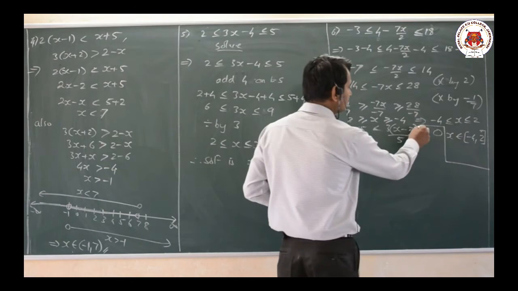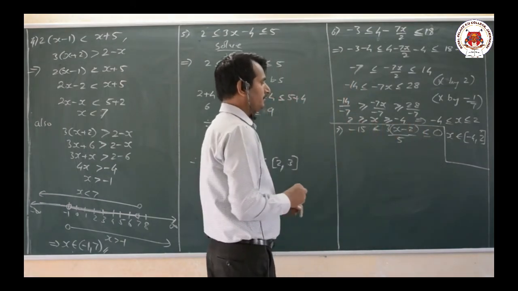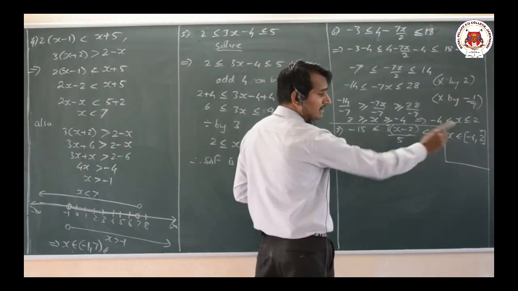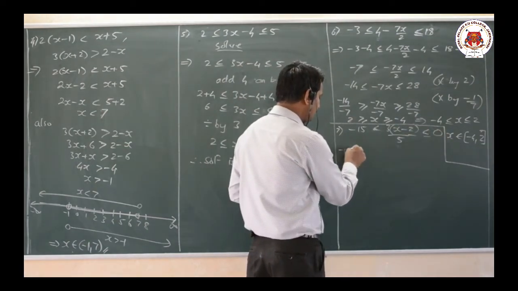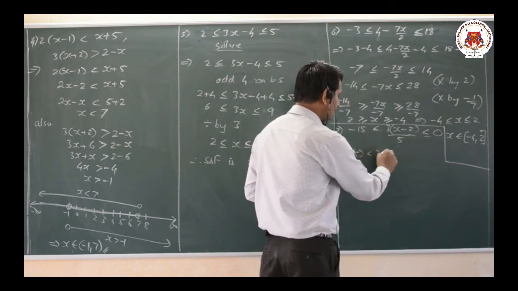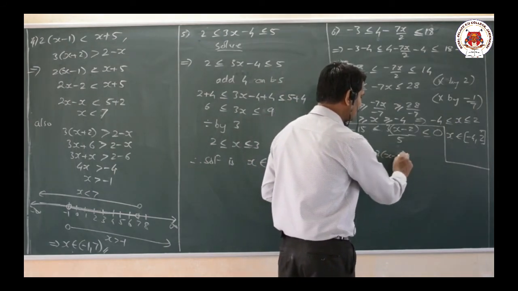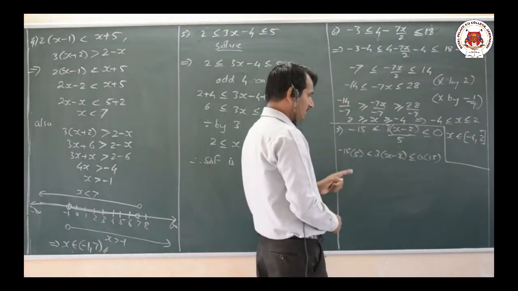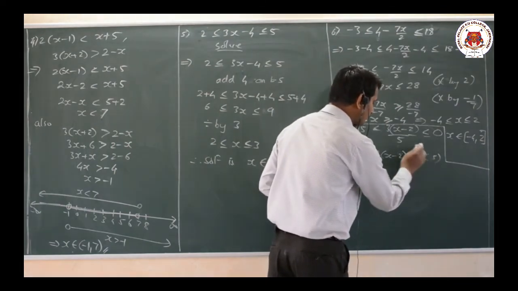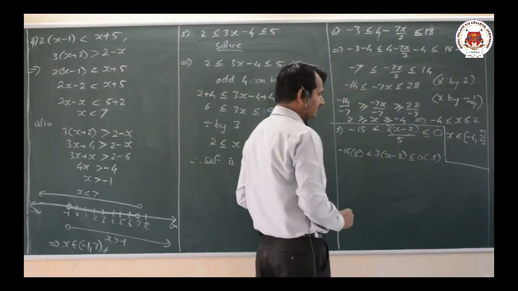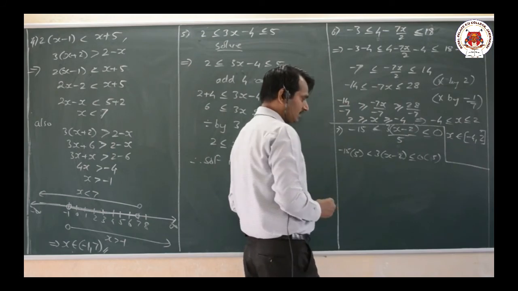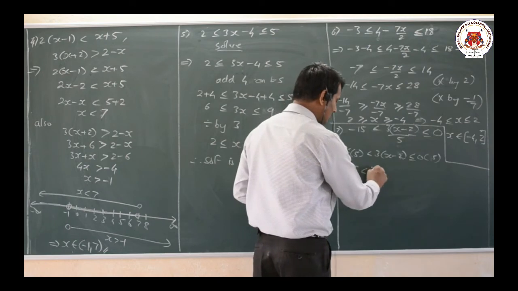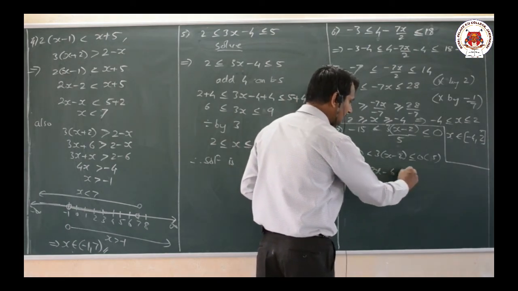Okay dear students, now let us begin with the next problem. The next problem is also very simple. Here, divided by 5 we have, so I will multiply by 5 throughout, that is minus 15 into 5 less than 3 into x minus 2, less than or equal to 0 into 5. Multiply by 5, dear students, here the 5 gets eliminated. Next thing is 15 into 5, that is minus 75, then less than 3x minus 6 here, then less than 0 here.